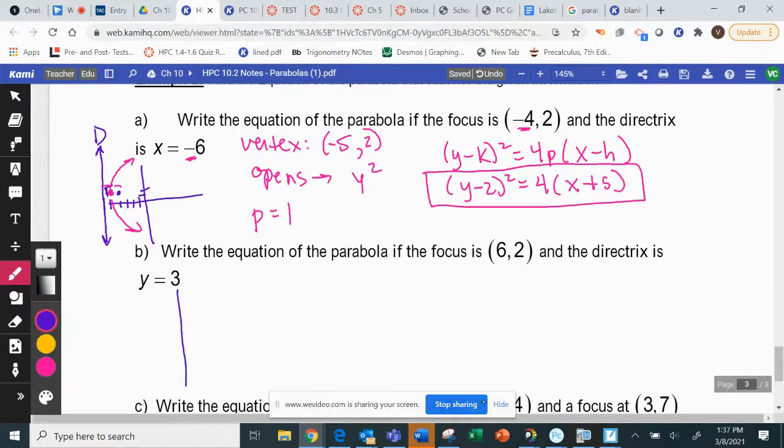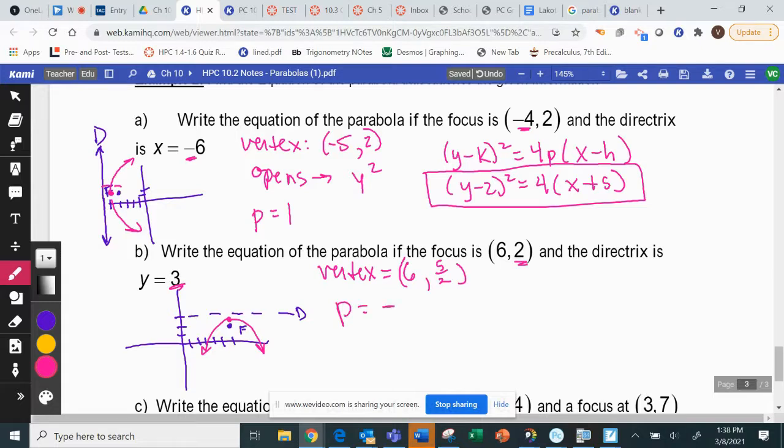Question B is really similar to question A. So the focus is at 6, 2, and the directrix is y equals 3. So that's going to tell me that my vertex is right in the middle of that, and it should open down. So my vertex will keep the same x value, but the y value is going to be exactly in between 2 and 3, so 2.5 or 5 halves.